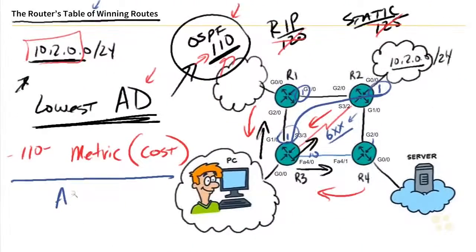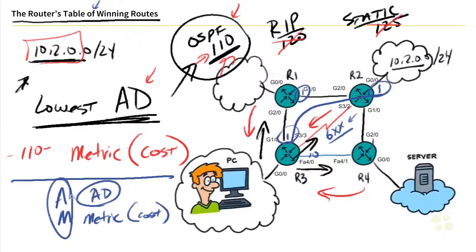AM represents the pecking order. Administrative distance first, and the route that has the lowest administrative distance is going to win. And if we have two or more routes with the same administrative distance, the tiebreaker is the metric. Or in the case of OSPF, that's referred to as the OSPF cost. So the router gets up pretty early in the morning, AM, to figure out which routes to put in the routing table. It uses AD first, and if there are multiple exact routes with the same AD, it then takes a look at the lowest cost to choose the best route to put in the routing table.